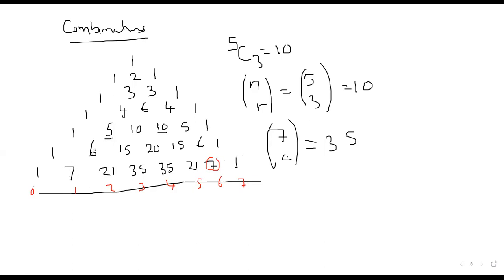So 6 combination 1 is 6. 6 combination 5 is 6. 6 combination 0 is 1. 6 combination 6 is 1. So this is 0, 1, 2, 3. So this is 6 combination 3. All right.